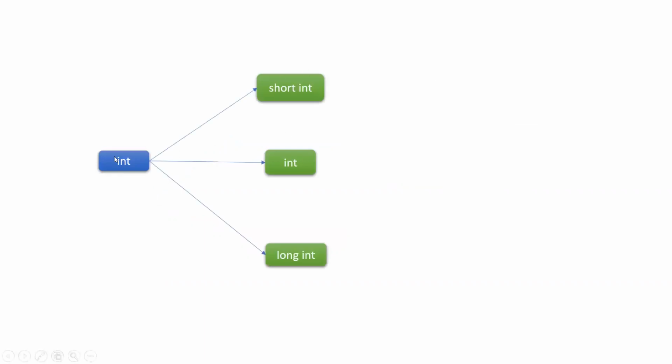Now the next one is int. For int we can have 3 different categories. First one is short int, and then int and long int. So the difference is in the number of bytes that is allocated. The int data type is used for storing whole numbers or integers, and short and long are size qualifiers. When we add short, the number of bytes allocated will be less, and when we add long, the number of bytes allocated will be more.